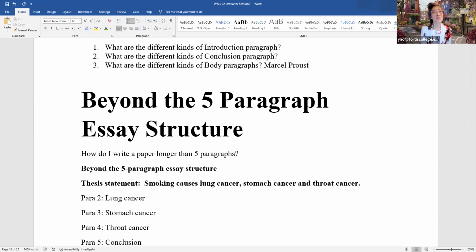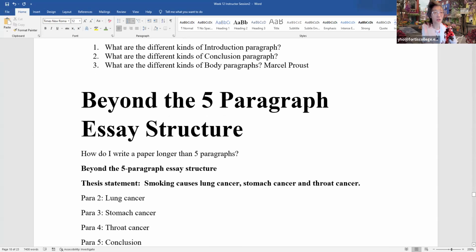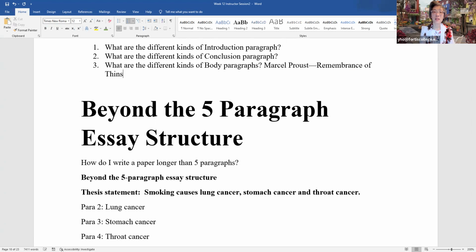I forgot the name of the book. Anyway, I'll have to look that up. But that was the book where he starts out with a madeleine, with a cookie, and when he smells the cookie, it reminds him of his childhood. Remembrance of Things Past. Okay, that's the name of the book in English. Anyway, that's a really good book, where he has really long sentences.